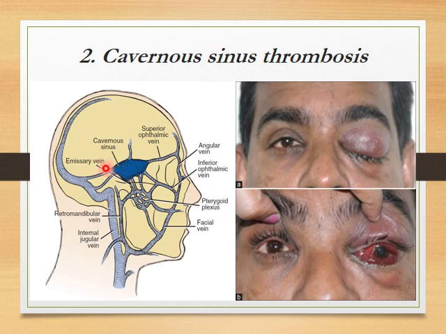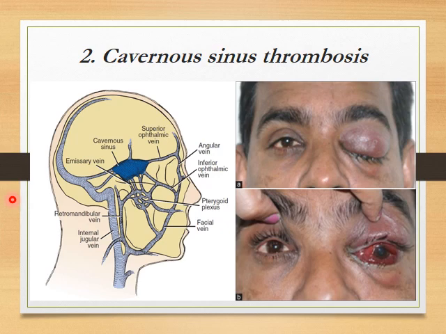What are the contents of the cavernous sinus? What is the reason that makes cavernous sinus thrombosis so dangerous? It contains the cranial nerves: oculomotor, trochlear, the ophthalmic and maxillary branches of the trigeminal nerve, and abducens, which are accompanied by the horizontal segment of the internal carotid artery. So we have four important cranial nerves passing through the cavernous sinus with the internal carotid artery. So any infection, any thrombosis in this area will be very dangerous.